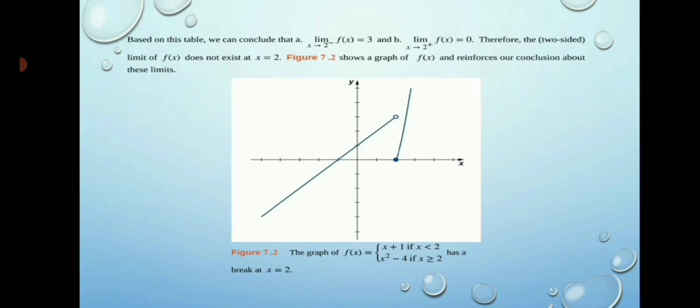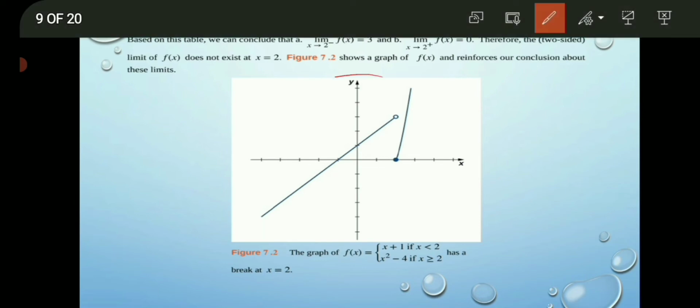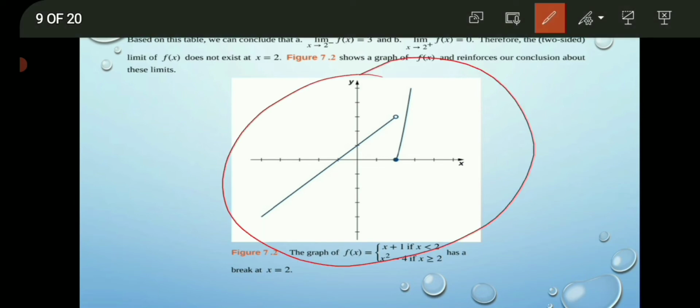So here is the graph. The graph of f of x equal to x plus 1 if x is less than 2, and x squared minus 4 if x is greater than or equal to 2, has a break at x equals 2.